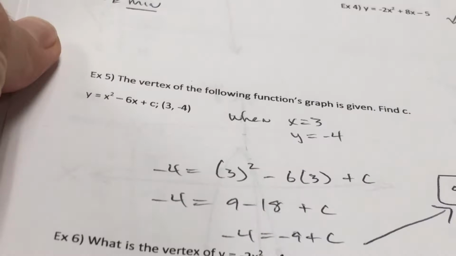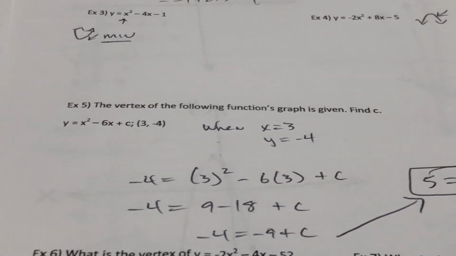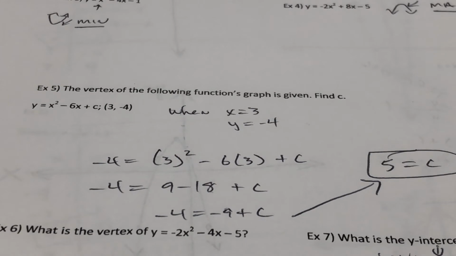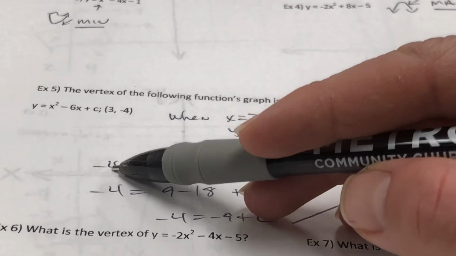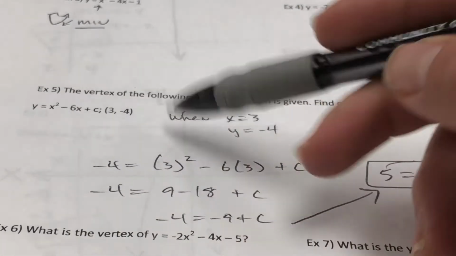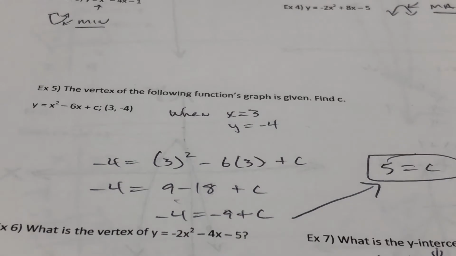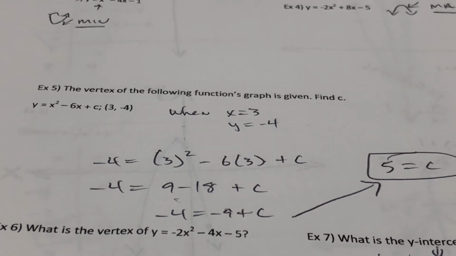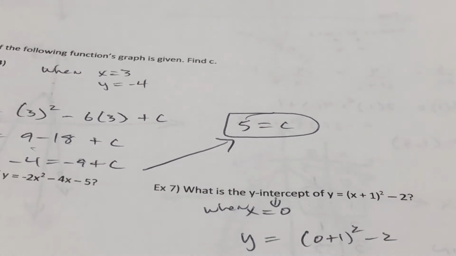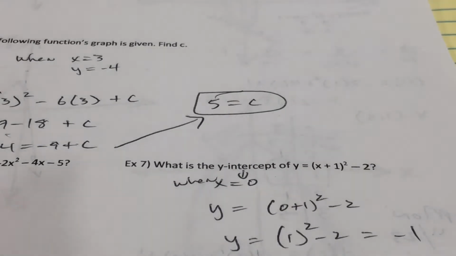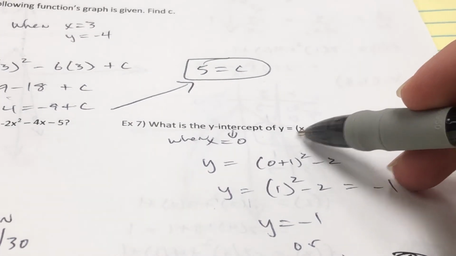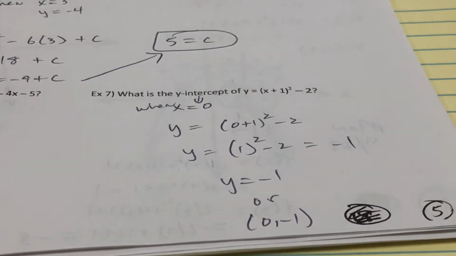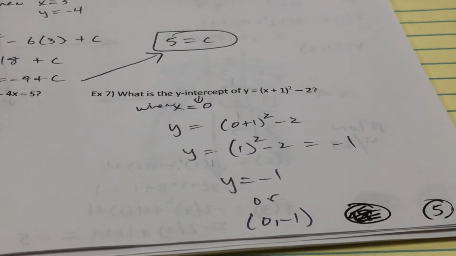On number 5 here, the vertex of the following function's graph is given. Find C. Well, if I give you a point that it goes through, so I know that x is 3 when y is a -4, so plug -4 in for y, plug 3 in for x, and solve for C. Really not much going on there. It should not be difficult. What is the y-intercept, folks? The y-intercept is when x is 0, so plug 0 in for x. Simple as that. 1 squared minus 2 is a -1. So you can say y equals -1, or write the y-intercept, which is a point. It's when x is 0 and y is -1, 0, -1.